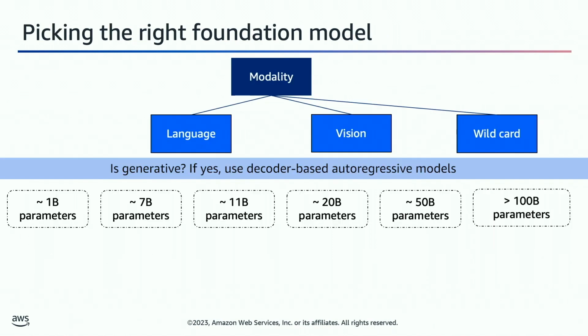All right, and so to pick the right foundation model, we learned about modalities. We learned about language, vision, and this wild card. We learned about thinking about the model as being generative and how deep down the open-ended language generation rabbit hole we want to go. And that should be, if yes, use decoder-based autoregressive models.